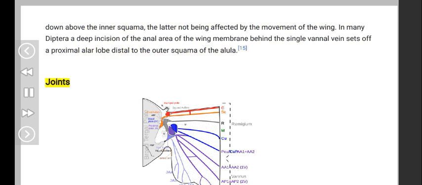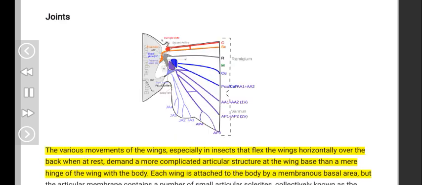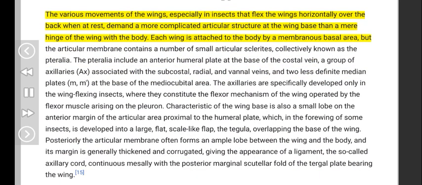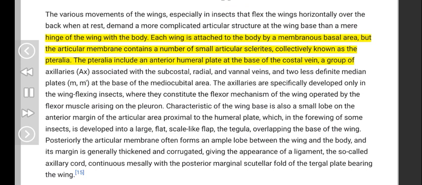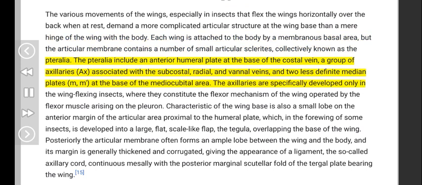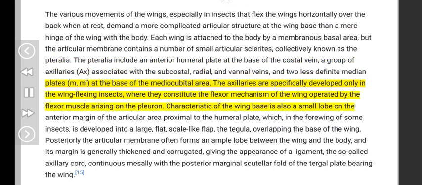Joints. The various movements of the wings, especially in insects that flex the wings horizontally over the back when at rest, demand a more complicated articular structure at the wing base than a mere hinge of the wing with the body. Each wing is attached to the body by a membranous basal area, but the articular membrane contains a number of small articular sclerites, collectively known as the pteralia. The pteralia include an anterior humeral plate at the base of the costal vein, a group of axillaries associated with the subcostal, radial, and vannal veins, and two less definite median plates, M, at the base of the mediocubital area. The axillaries are specifically developed only in the wing-flexing insects, where they constitute the flexor mechanism of the wing, operated by the flexor muscle arising on the pleuron.